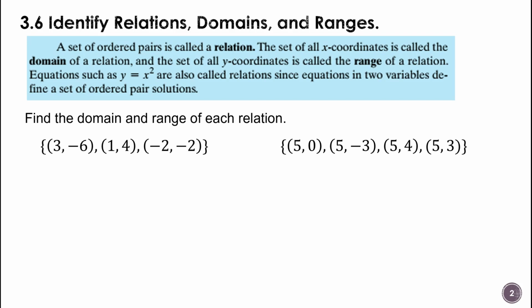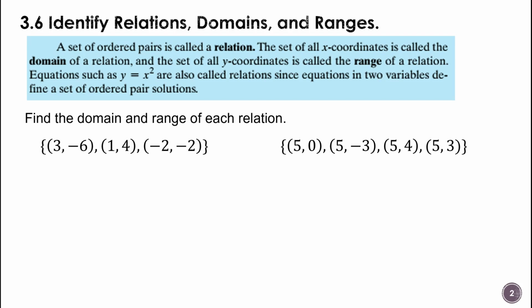So a set of ordered pairs is a relation, and then all the x-coordinates will be the domain of that relation, while the y-coordinates will be the range. So equations such as y equals x squared are also called relations, since equations in two variables define a set of ordered pairs solutions. So pretty much anything that's got ordered pairs we can call a relation.